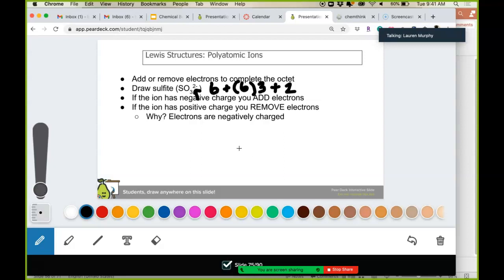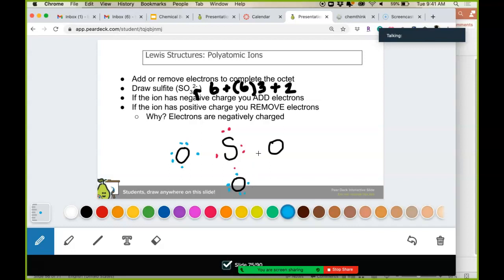So let's do this. SO3 2 minus. So draw sulfur. Sulfur has 6 valence electrons: 1, 2, 3, 4, 5, 6. Now I'm going to draw 3 oxygens. Now this is where it can get funky. So draw in your 6 for each: 1, 2, 3, 4, 5, 6. So I've accounted for all of these so far.